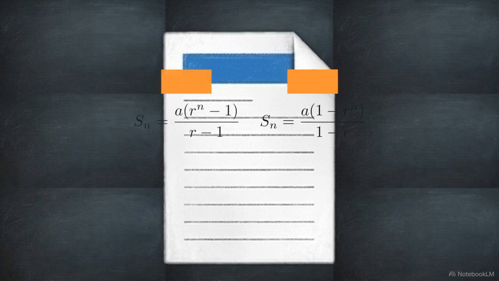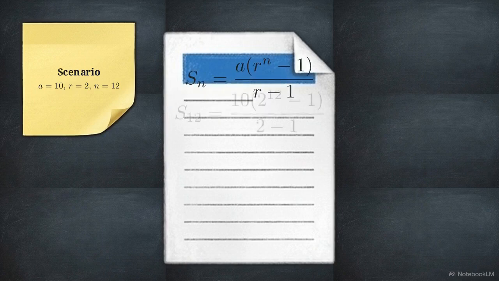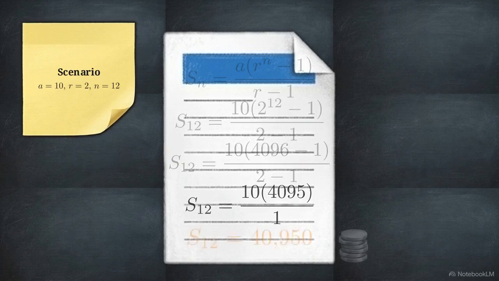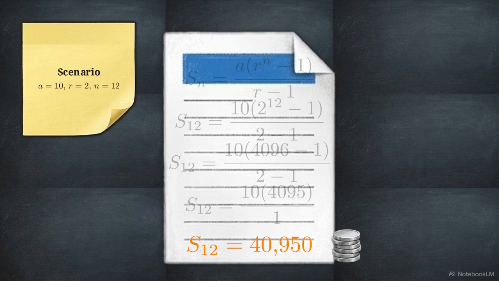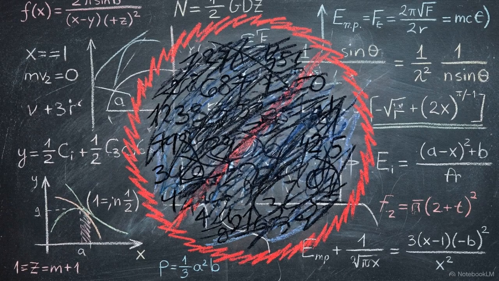Returning to our 12-day spending scenario, our ratio is 2. Since 2 is greater than 1, we select the first formula. We plug in our first term of 10, our ratio of 2, and an n value of 12. Evaluating this expression gives us 10 times 4,095, resulting in a total of 40,950 rupees spent over 12 days. Selecting the incorrect sum formula or failing to neutralize a negative exponent creates immediate calculation errors. These violate the specific algebraic rules that govern how geometric sequences compound.